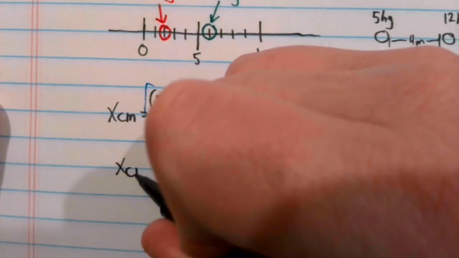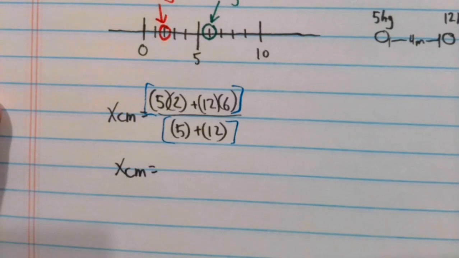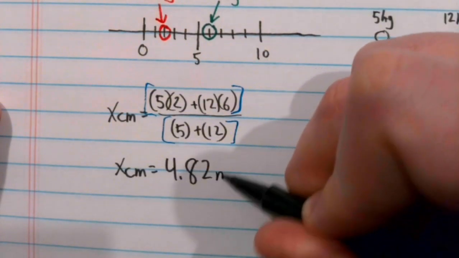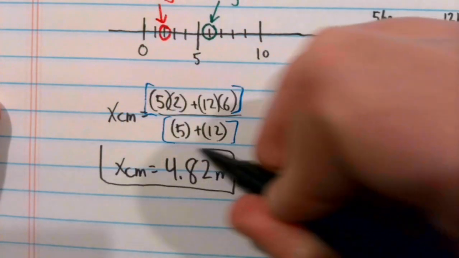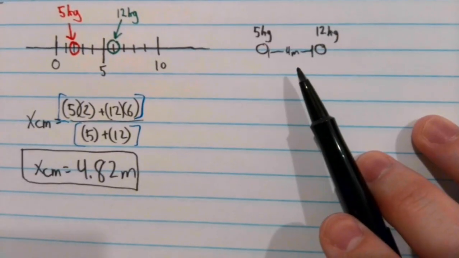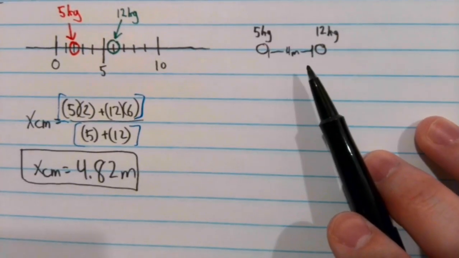And XCM is going to be 4.82. I'm quite curious about how this one will work out. Go ahead and write that one down as well. It'll be interesting to see how it works out.